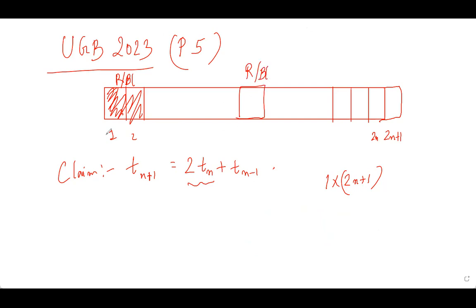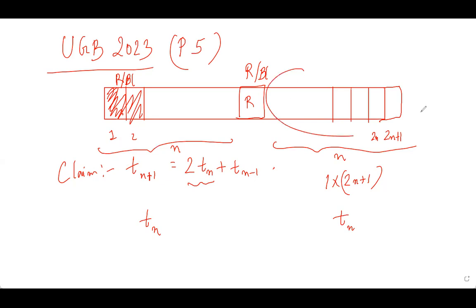So when it's covered by red, I have n tiles on this side and n tiles on the other side, because there are a total of 2n plus 1 blocks. It's not tiles, they are 1 cross 1 blocks. So the n blocks on this side can be filled up in Tn ways, and on the right hand side it can also be filled up in Tn ways.